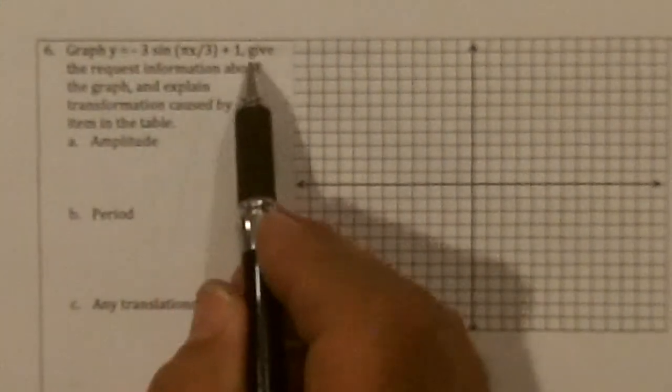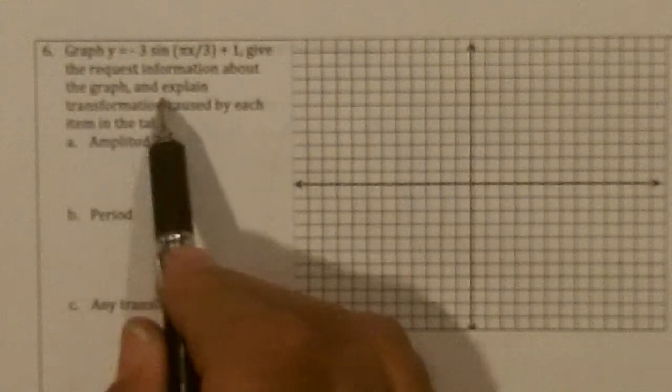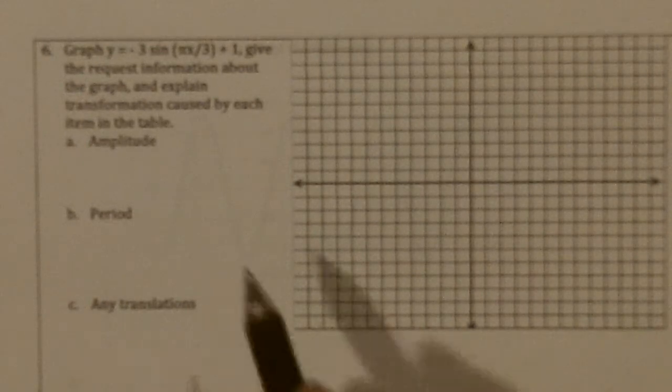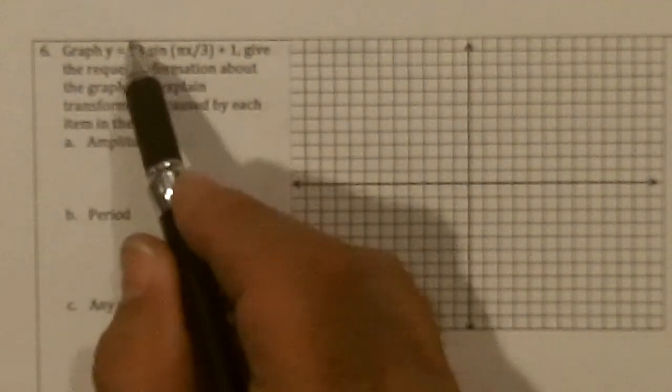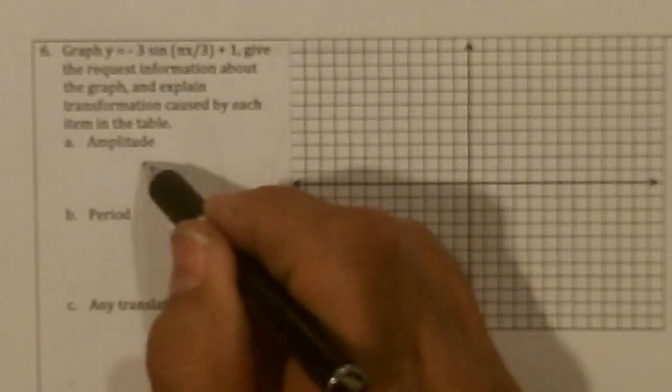Page 2. It says graph this. Give the requested information of the graph and explain the transformations in the table. So I'm going to have you explain them and not do graphs of each one. But what's the amplitude? Well, it's the absolute value of this coefficient here. So the absolute value of negative 3 is 3.